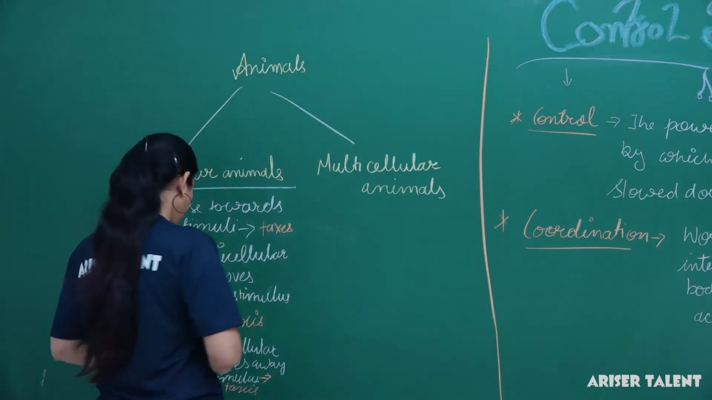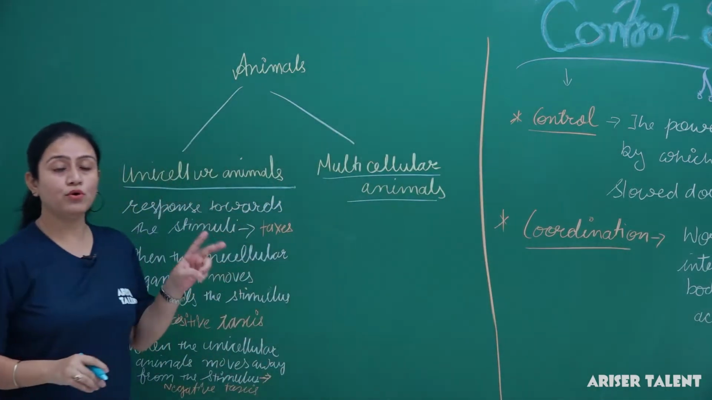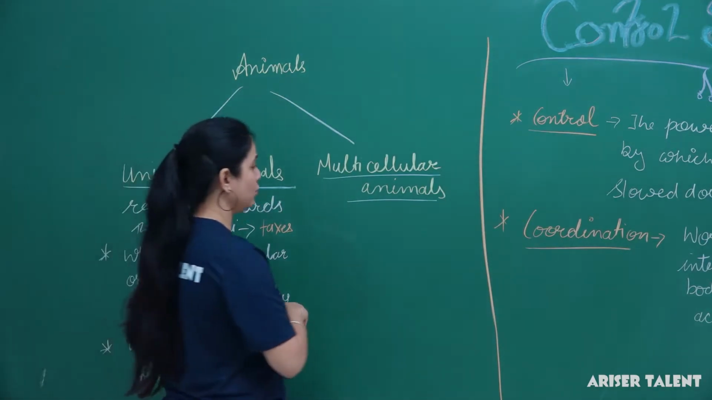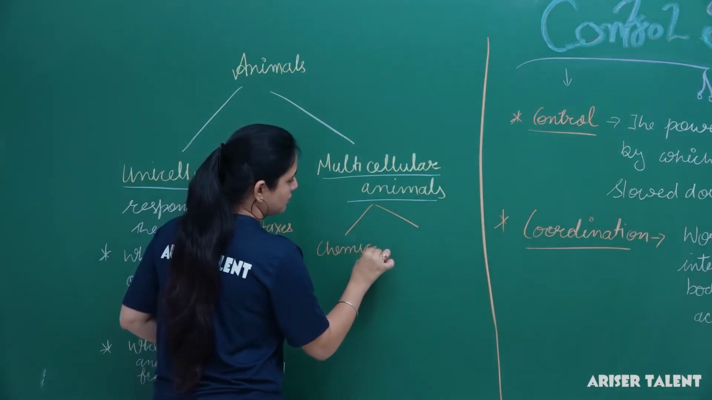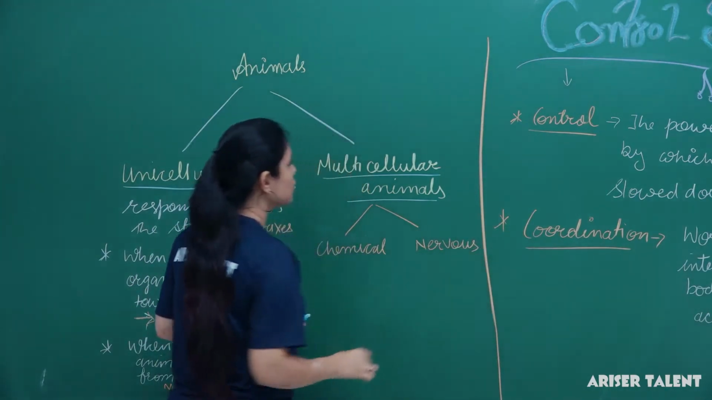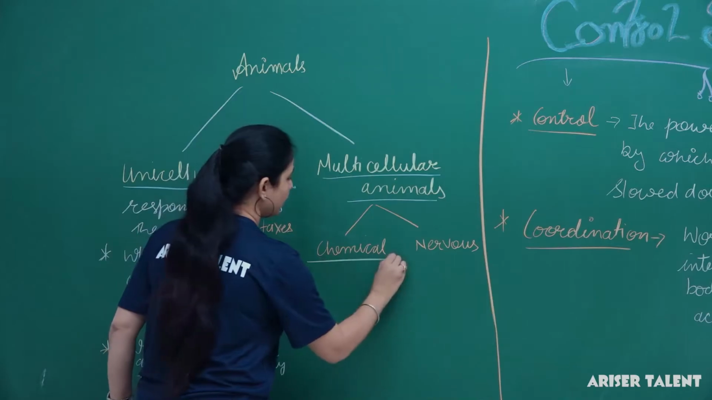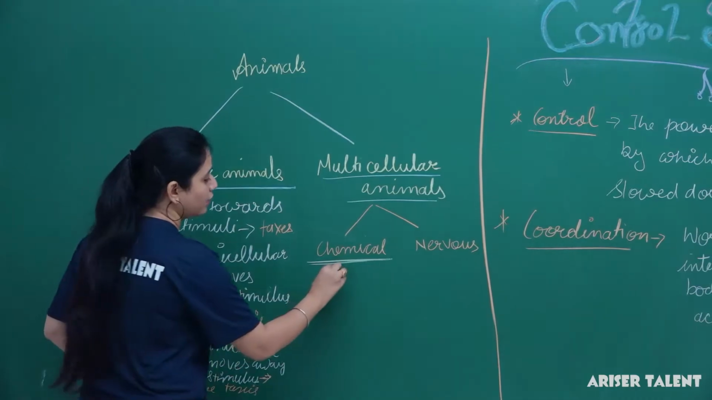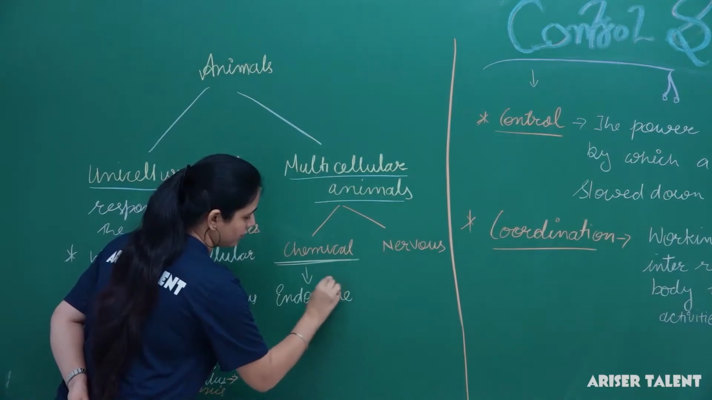But when we talk about multicellular organisms or multicellular animals, they show both chemical as well as nervous mode. In multicellular animals, generally the chemical response, or chemical control and coordination, is shown by the endocrine system.